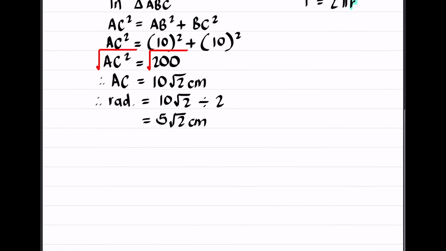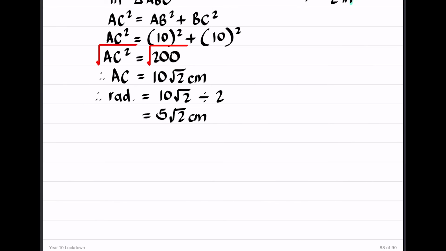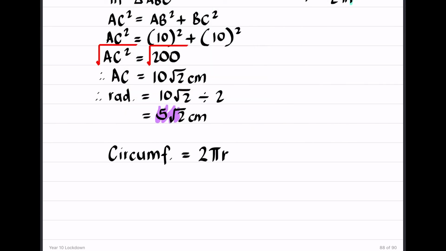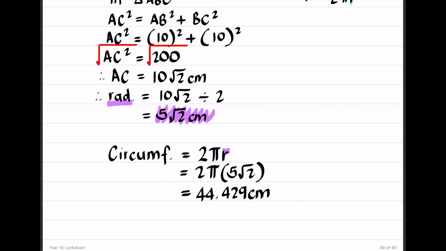I'm not looking for the diameter or the radius, I'm actually looking for the circumference or the perimeter. So circumference or perimeter is equal to 2 pi r. Now the r is what I've just determined here. The r is the radius. So that's my radius, so I'm going to replace the r with that. So the circumference is equal to 2 pi 5 root 2. So therefore the circumference is equal to, rounded to 3 significant figures, 44.429 centimeters. Perimeter isn't squared.